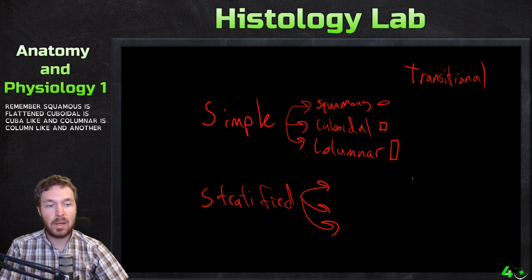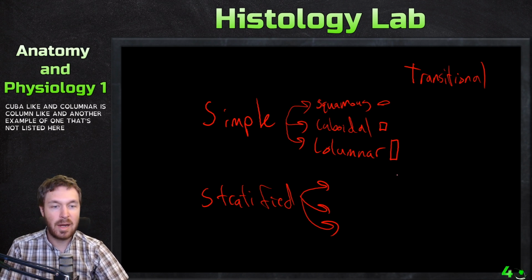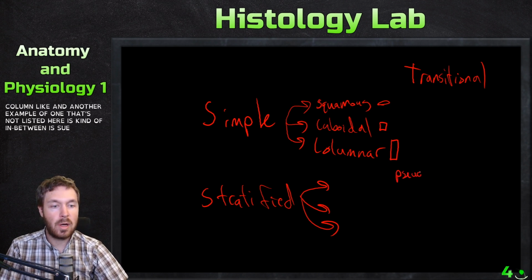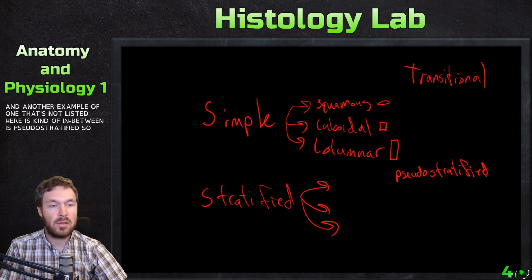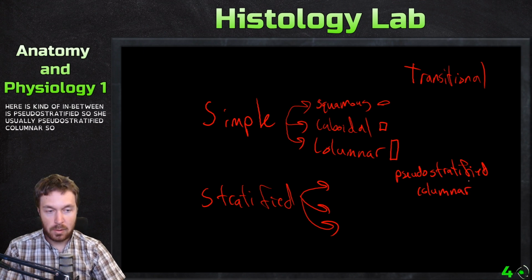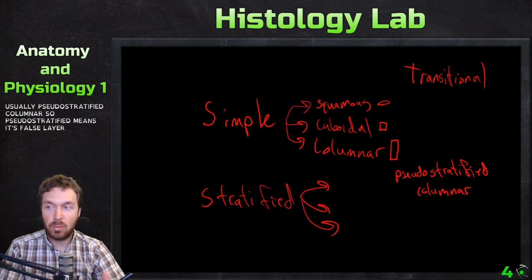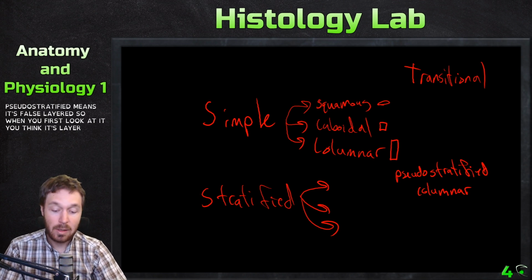Another example that's not listed here, kind of in between, is pseudo-stratified. It's usually pseudo-stratified columnar. Pseudo-stratified means it's false layered. When you first look at it, you think it's layered, but it's actually not.